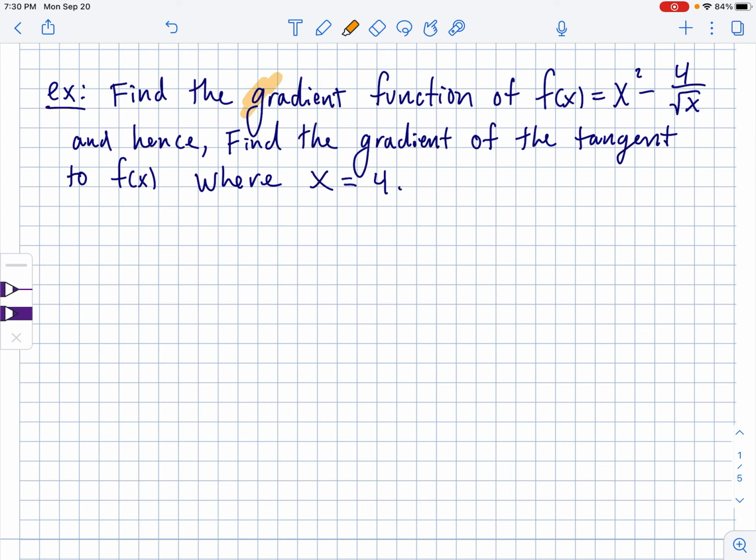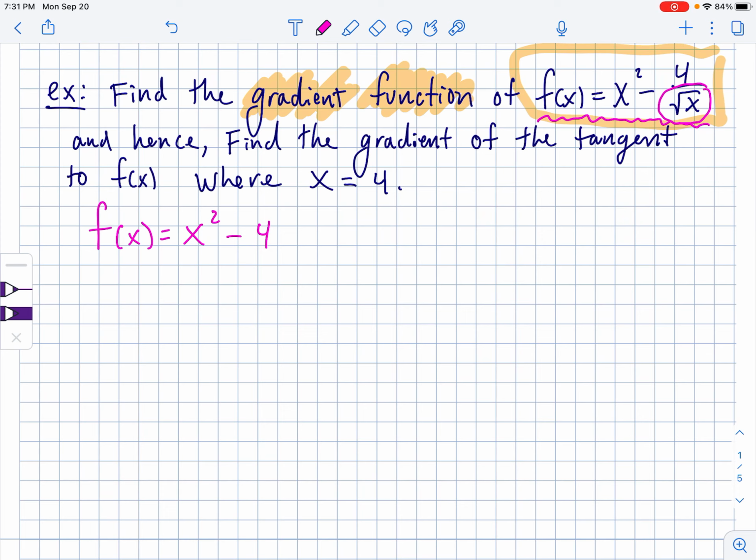First example, find the gradient function. Remember, this is just another word for slope, and so we're going to find the slope function, which is just the derivative of this guy right here. The rest of the directions are find the gradient of the tangent to f of x where x is equal to 4. The first thing is this is not quite in the form where we can take a derivative because of the square root of x in the denominator. So we have to do a rewrite.